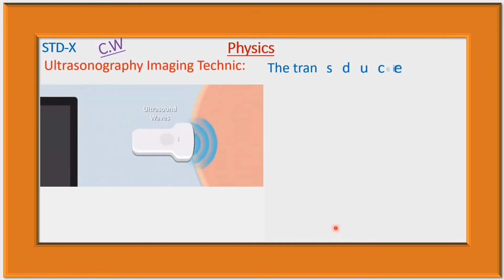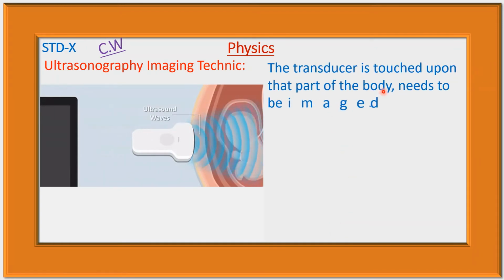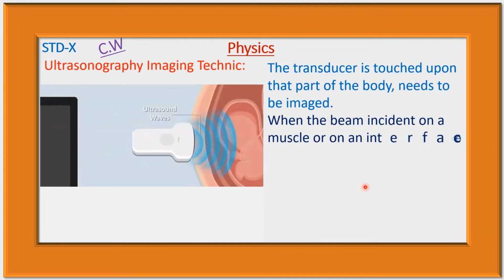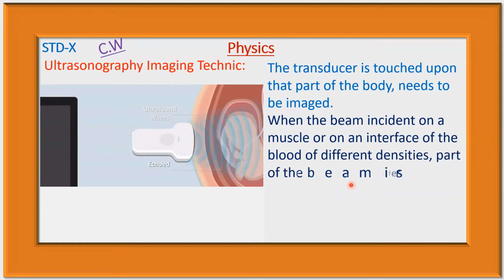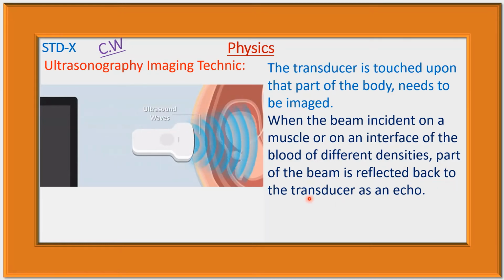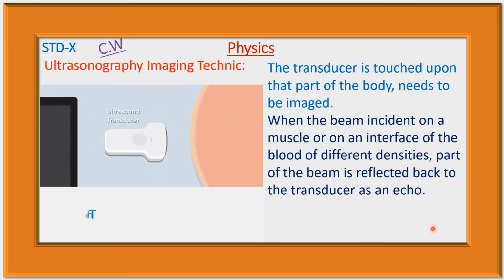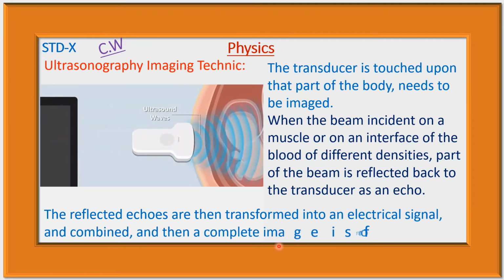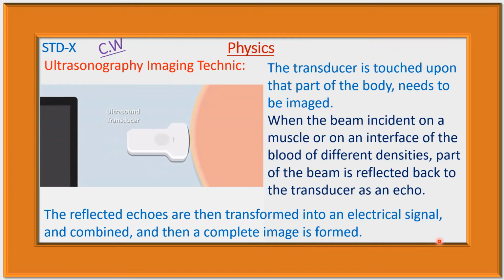Here the transducer is touched upon the part of the body needs to be imaged. When the beam is incident on a muscle or an interface of the blood of different densities, part of the beam is reflected back to the transducer as an echo. The reflected echoes are then transformed into an electrical signal and combined, and then a complete image is formed.